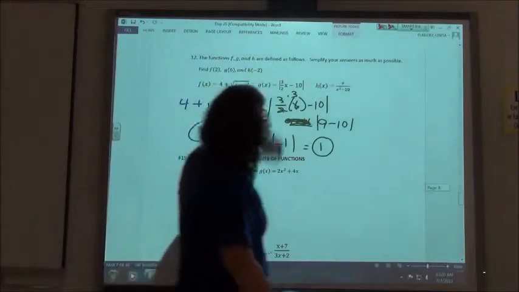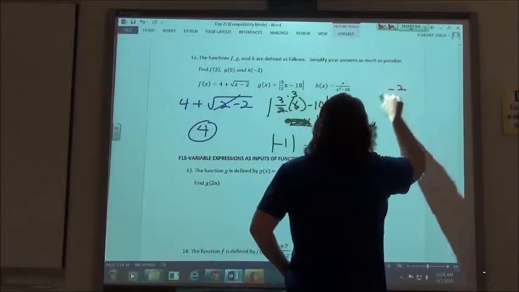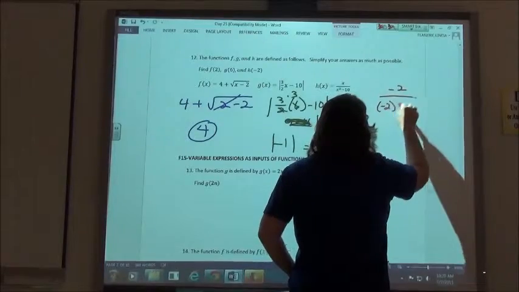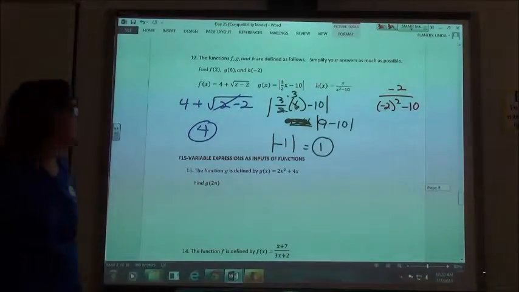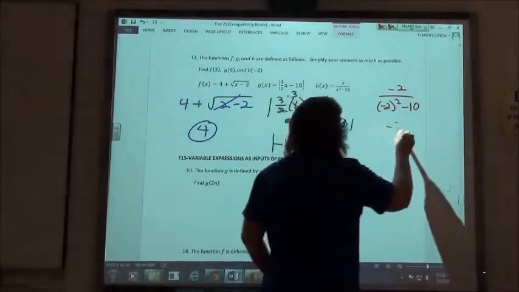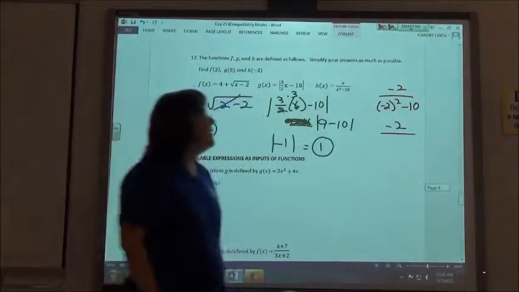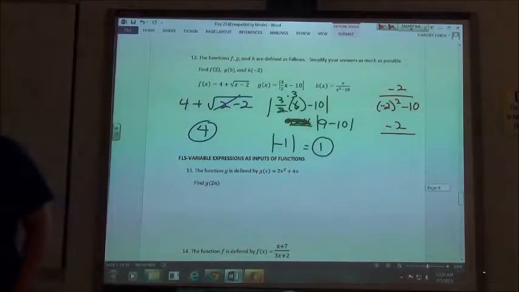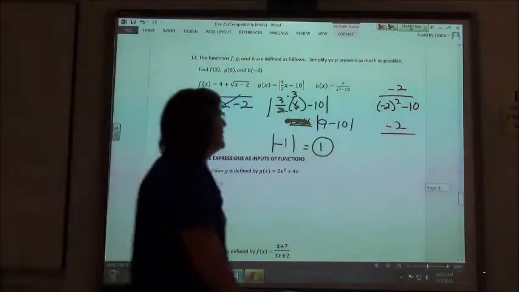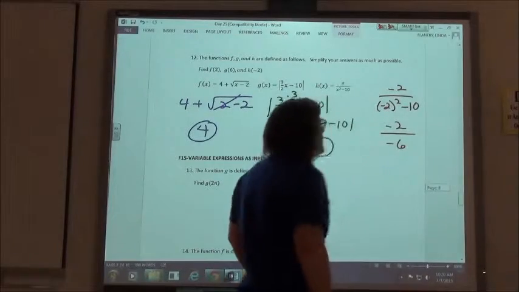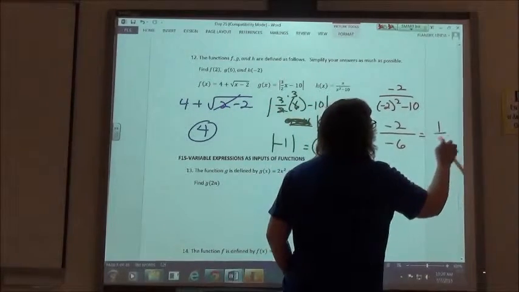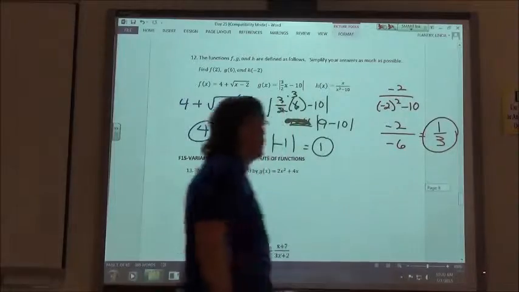And h of -2. -2 on top, -2 squared minus 10 on the bottom. So we're going to have -2 on top, and on the bottom we would get -6. 4 minus 10 is -6, which reduces down to +1/3 then.